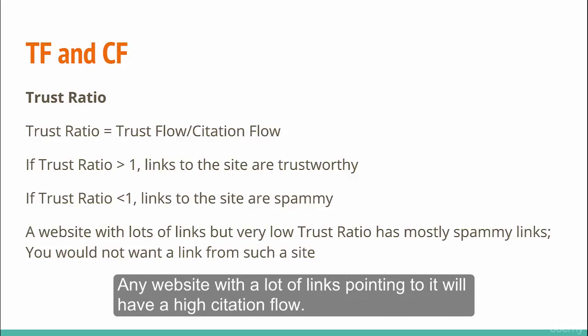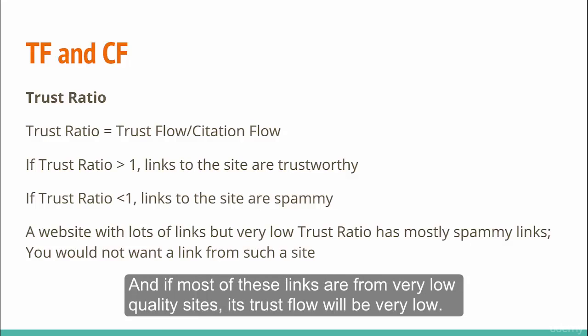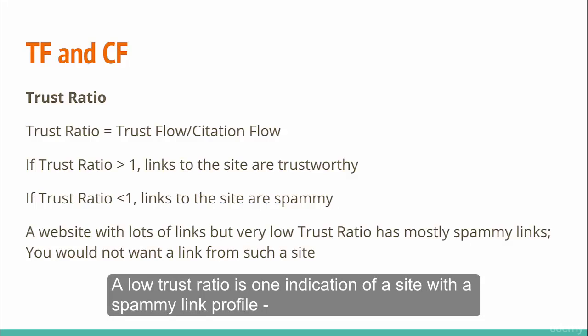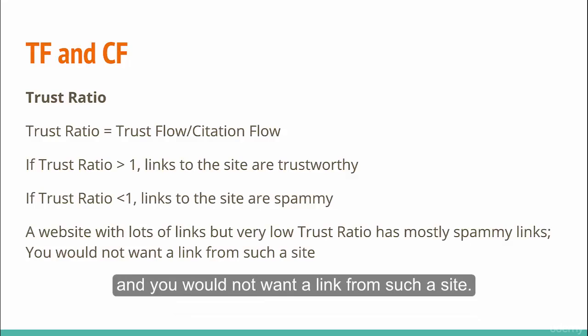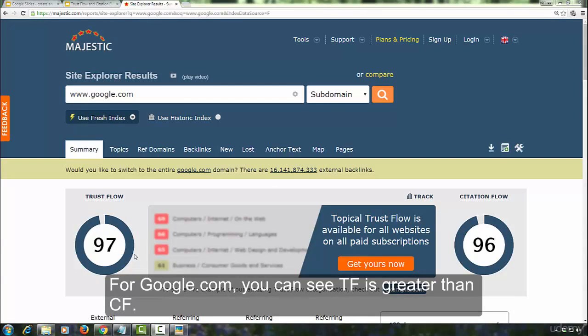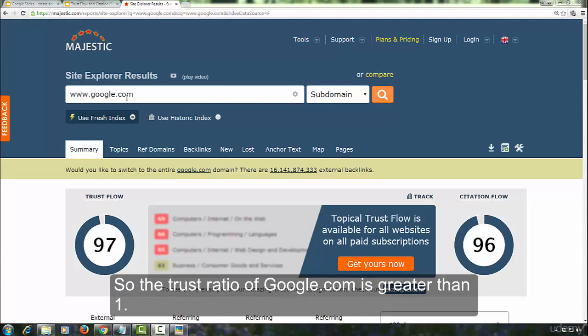Any website with a lot of links pointing to it will have a high citation flow, and if most of these links are from very low quality sites, its trust flow will be very low. A low trust ratio is one indication of a site with a spammy link profile, and you would not want a link from such a site. For Google.com, you can see trust flow is greater than citation flow. So, the trust ratio of Google.com is greater than 1.